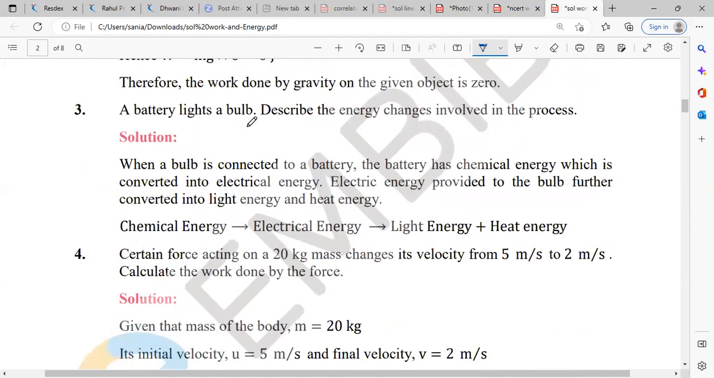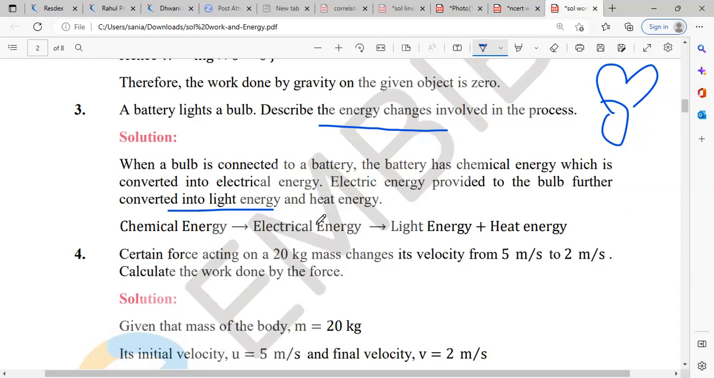Then this: a battery lights a bulb. Describe the energy change involved in the process. Because of the battery, what is happening? The bulb is glowing. So the battery has chemical energy which is converted into electric energy. This electric energy provided to the bulb is further converted into light energy and heat energy. Right?